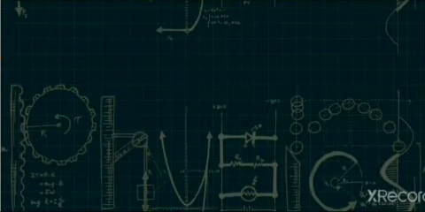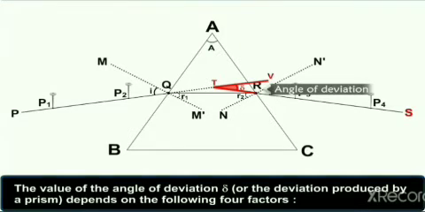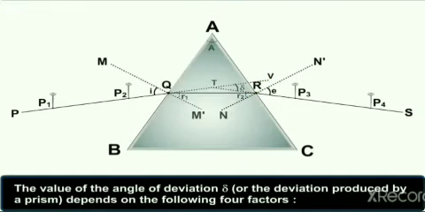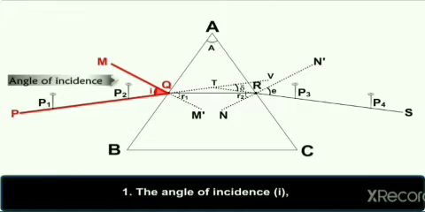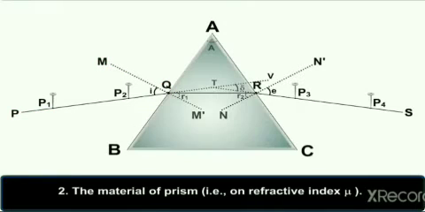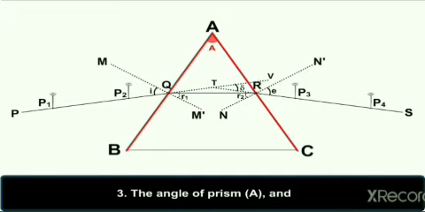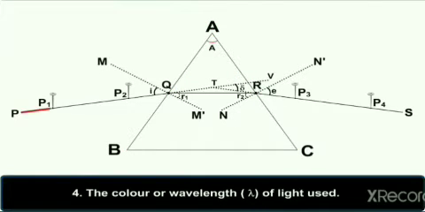Factors affecting the angle of deviation. The value of the angle of deviation, or the deviation produced by a prism, depends on the following four factors. 1. The angle of incidence, I. 2. The material of prism, that is, on refractive index. 3. The angle of prism, A. And 4. The color or wavelength of light used.